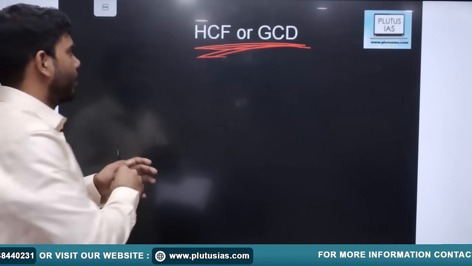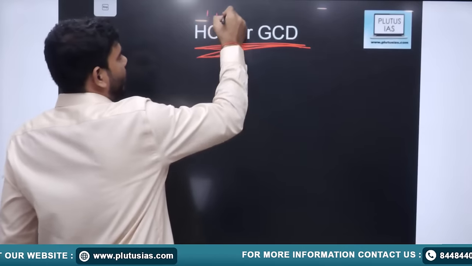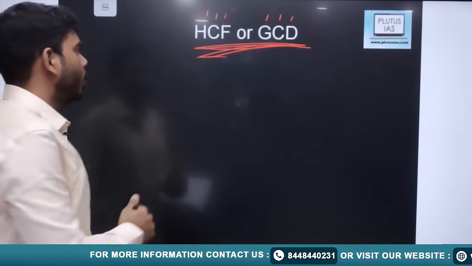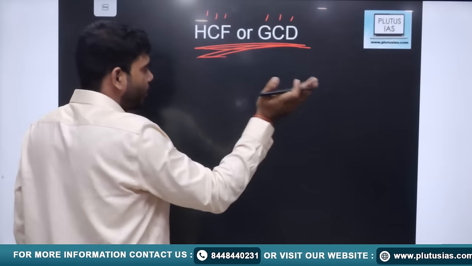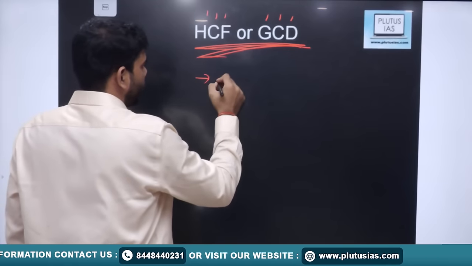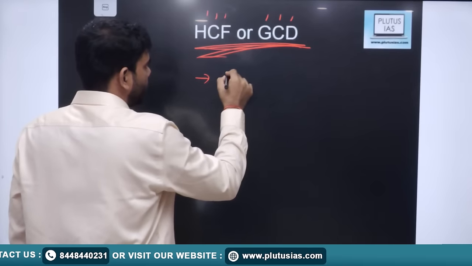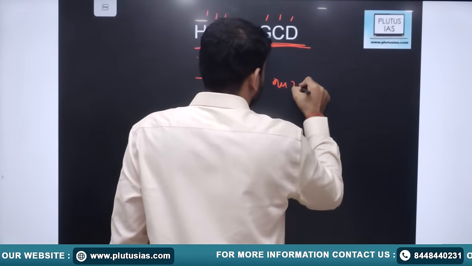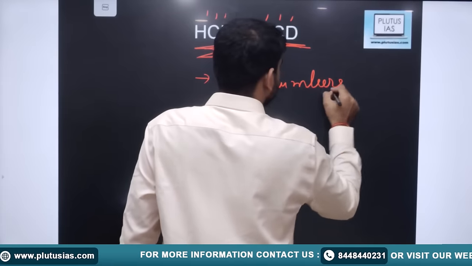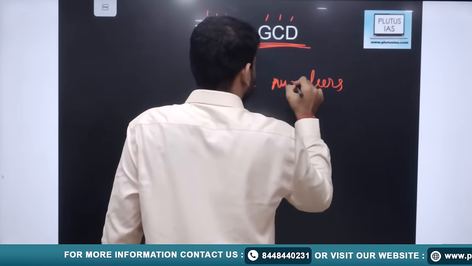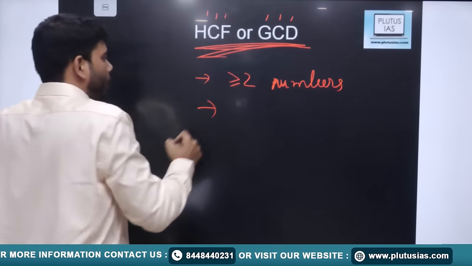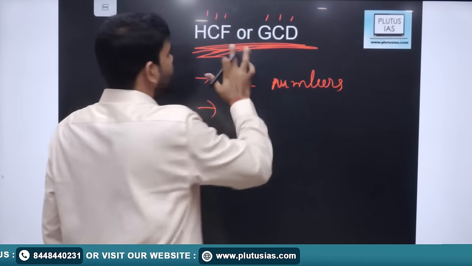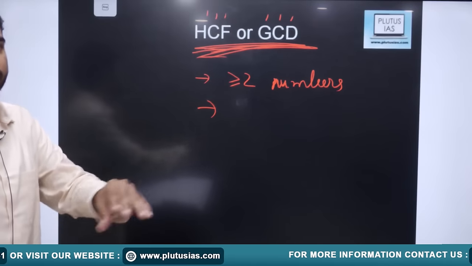So what is an HCF? HCF is the highest common factor or greatest common divisor. HCF can be between two numbers, three numbers, four numbers, any set of numbers greater than or equal to two. By the name itself, it is very clear. It is the highest common factor.